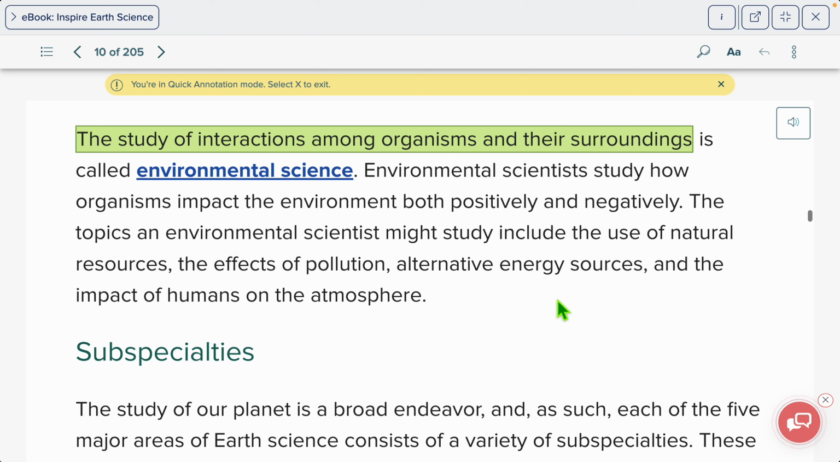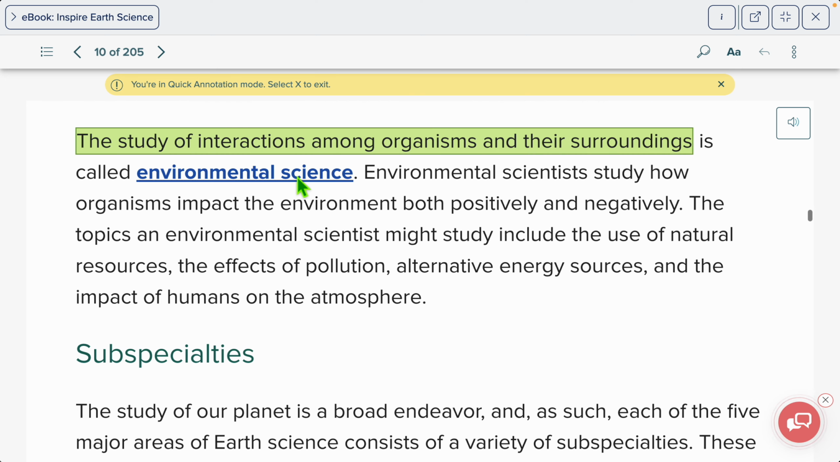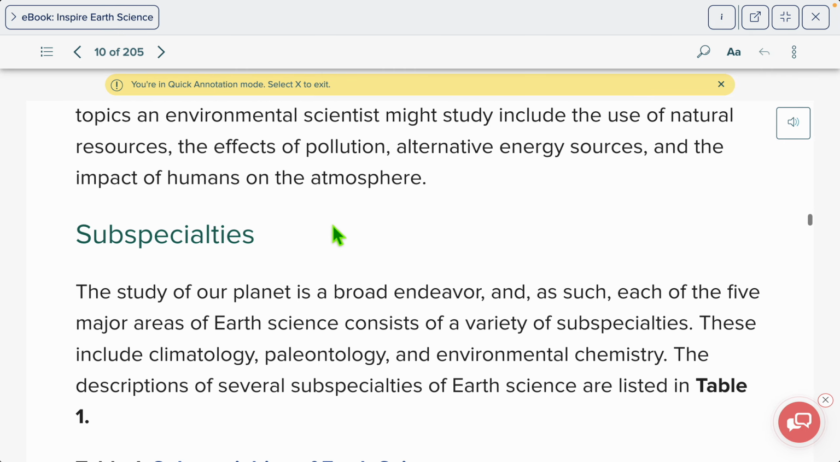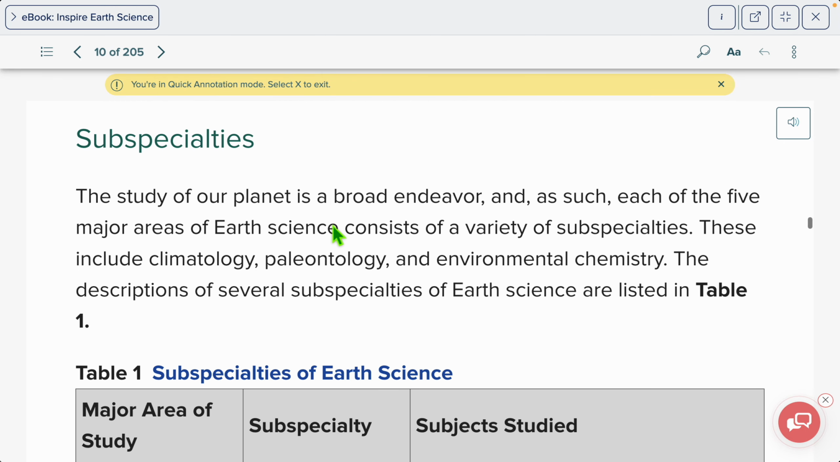So, anyway, environmental science largely looks at the influence or impacts of humans on natural systems. And then subspecialties.